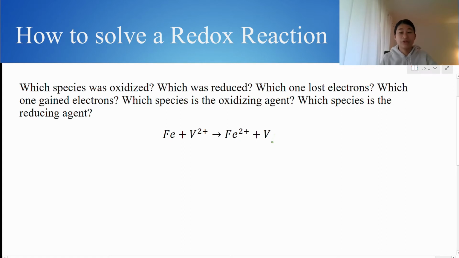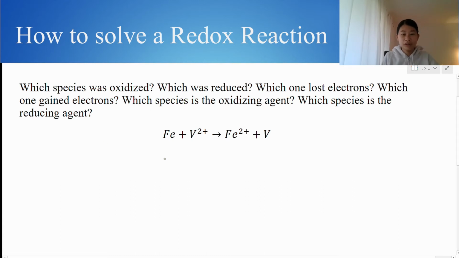And you might also want to recall the charge of an electron and how the oxidation state will change when something loses or gains electrons. Alright, so let's start our first question. Which species was oxidized? So this means which one lost electrons. Okay, so we're looking for something that lost electrons.